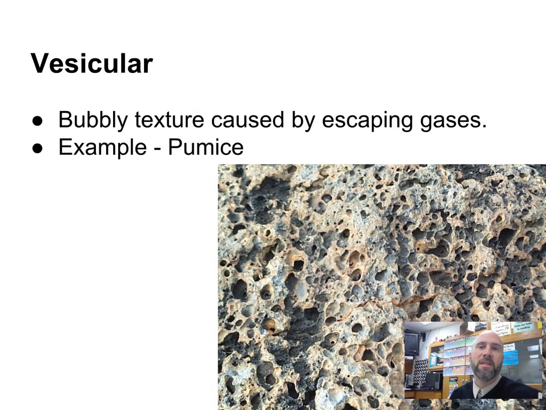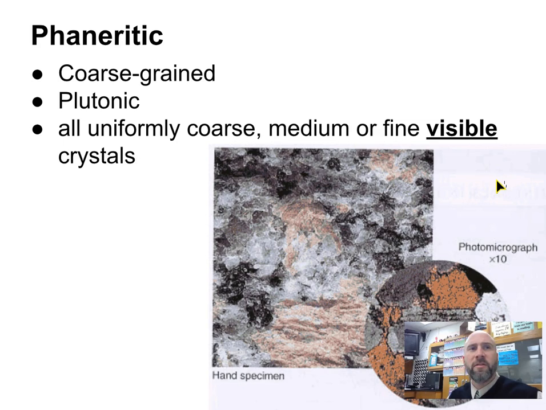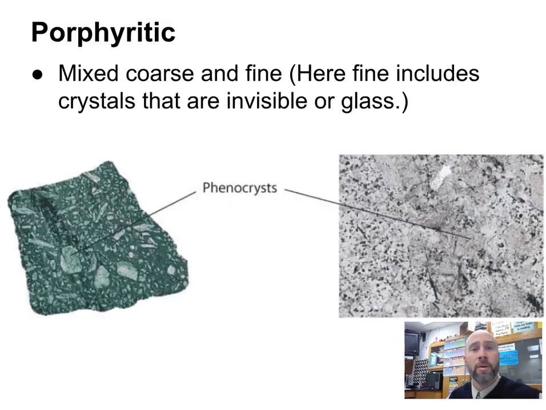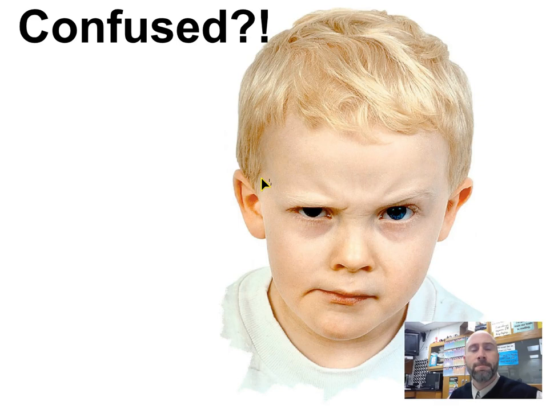Vesicular means it's very bubbly, meaning the magma had a lot of gas in it. Aphanitic means not visible crystals. The crystals are so small, you need a microscope to see them. Versus phaneritic, which means it has visible crystals. So this would be like granite, where you can see the crystals. Porphyritic just means that you've got medium or mixed coarse-grained crystals forming inside of the mix. Here's a picture of that, so you can see these crystals that formed inside of this other mix.